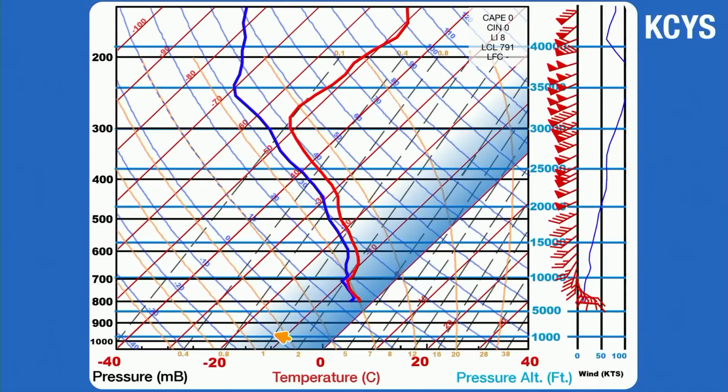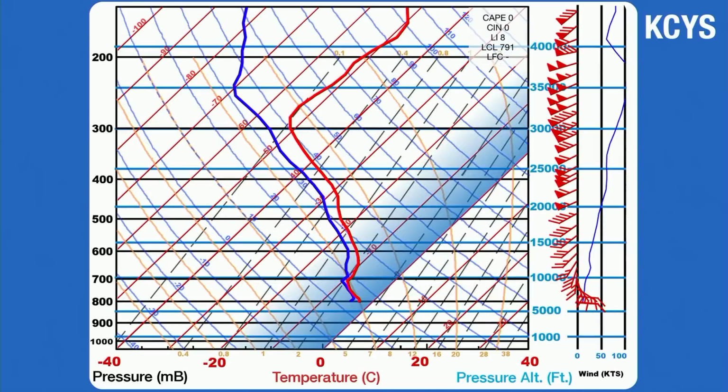And really, a meteorologist is going to use pressure levels in millibars, not altitude in thousands of feet MSL. But pilots, oftentimes we're more interested in the thousands of feet MSL. So you can see your pressure levels or altitude is horizontal here. The red line is your temperature, and the blue line is your dew point.